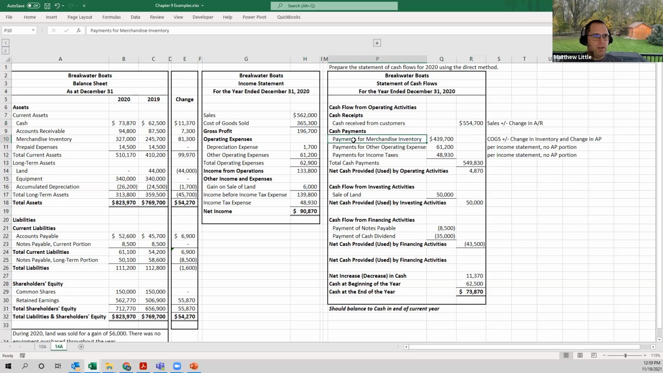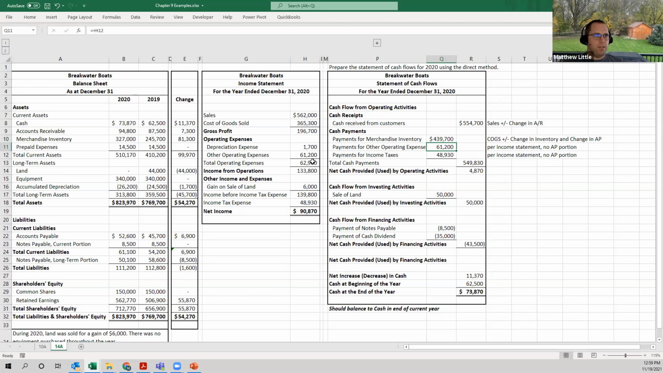Under cash payments, you look at the cost of goods sold, add any change in inventory because we bought that inventory. So we paid for it. So it's the $365 plus the $81,300 offset with the change in accounts payable because we're told that we're assuming the accounts payable was only for merchandise inventory. That's another assumption we were told. So AP was merchandise inventory. So it's equal to $365 plus the $81,300 plus the $6,900 equals the payments for merchandise inventory of $439,700.